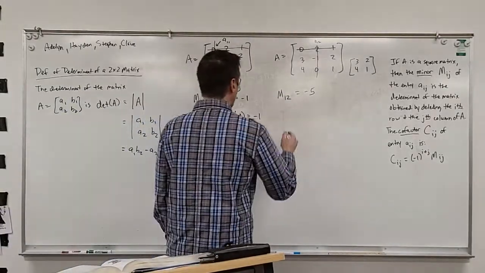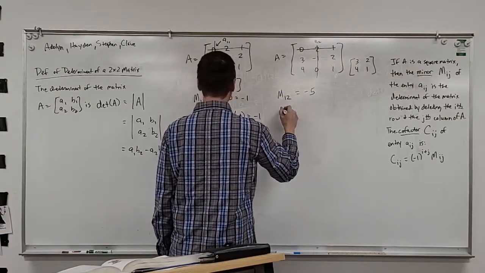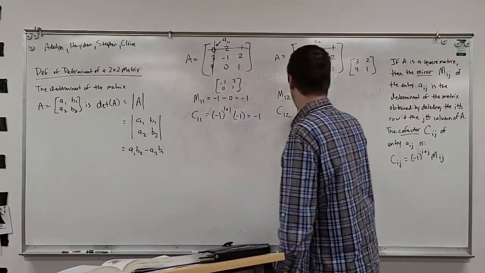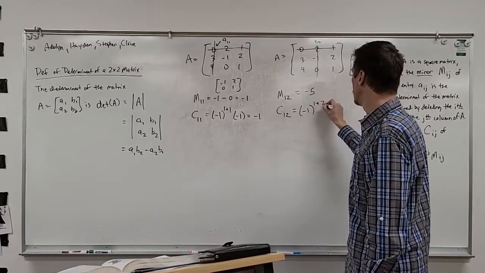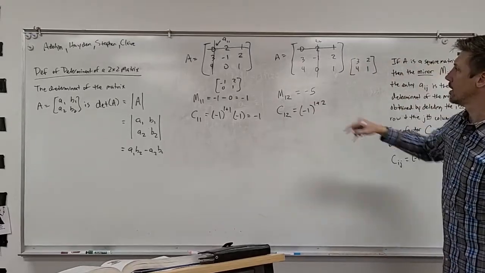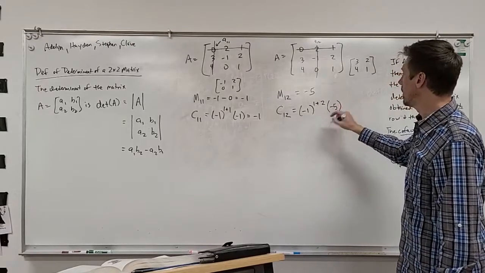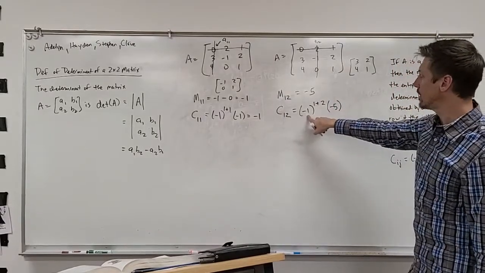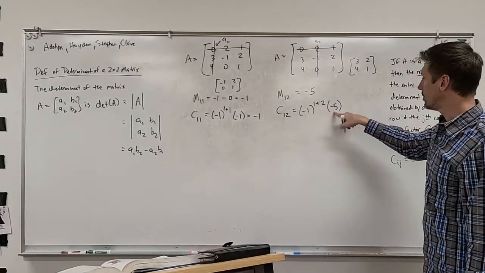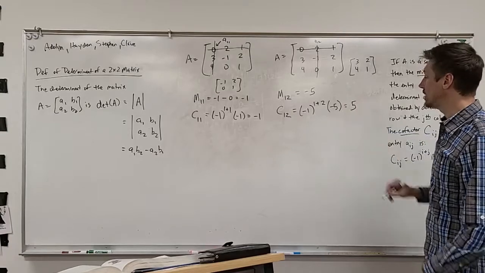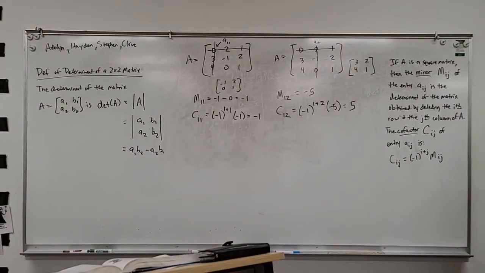And now, because 1 plus 2 is an odd number, C12 equals -1 to the 1 plus 2, right? That's the row and the column that we're on, times whatever M was, which was -5. This -1 stays a -1 because we're raising it to the third power. And so that's going to flip the sign on my -5, so my answer for C in this case is going to be the opposite sign of what M was. Okay?